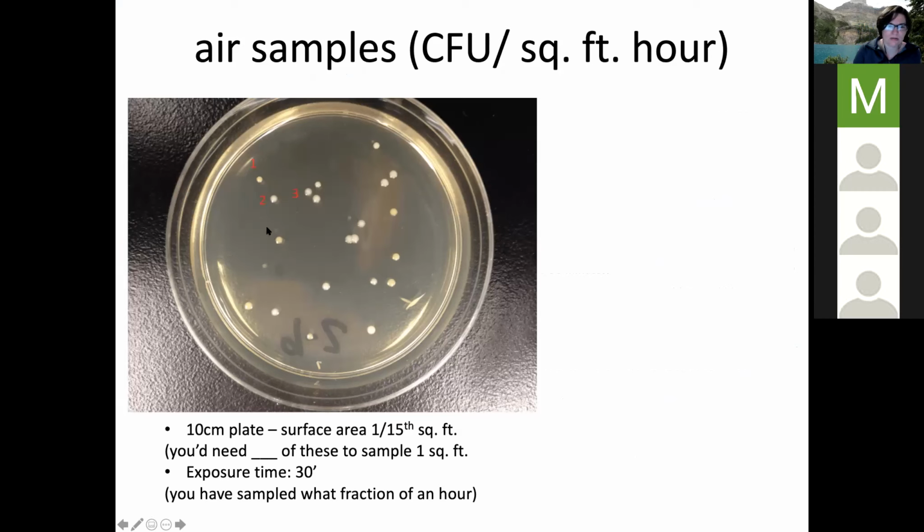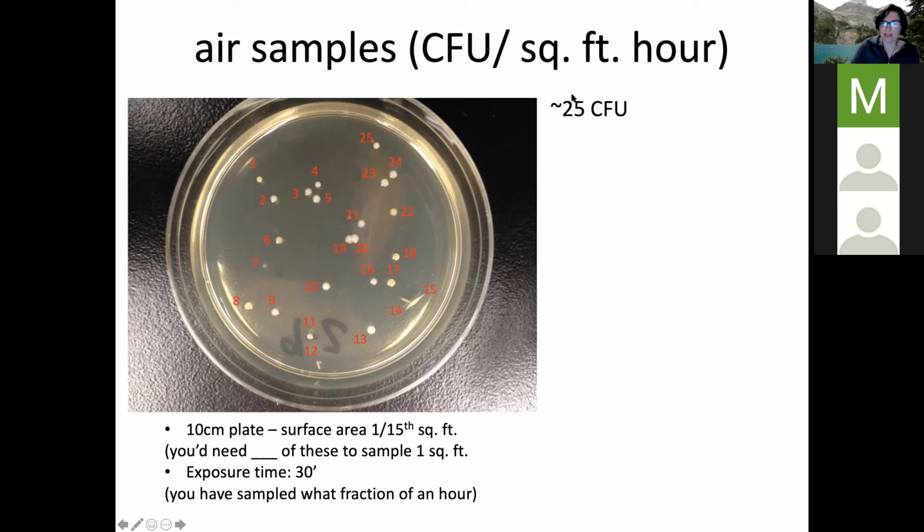1, 2, 3, 4, 5, 6, 7, 8, 9, 10, 11, 12, 13, 14, 15, 16, 17, 18, 19, 20, 21, 22, 23, 24, 25. Okay, so if we decide there's 25 colonies on here, and I tell you that this plate was 1/15 of a square foot, and that you exposed for half of an hour, then what is the colony number, the CFUs per square foot per hour?